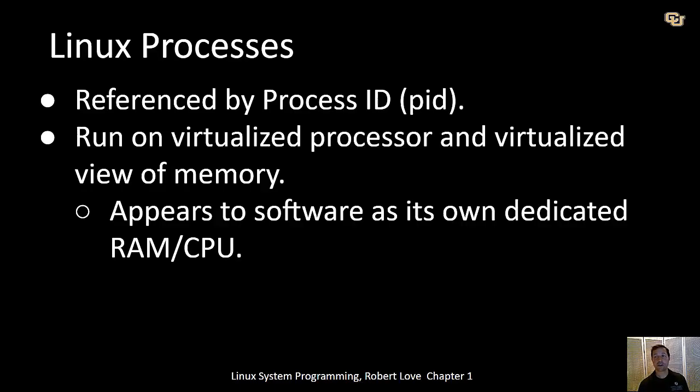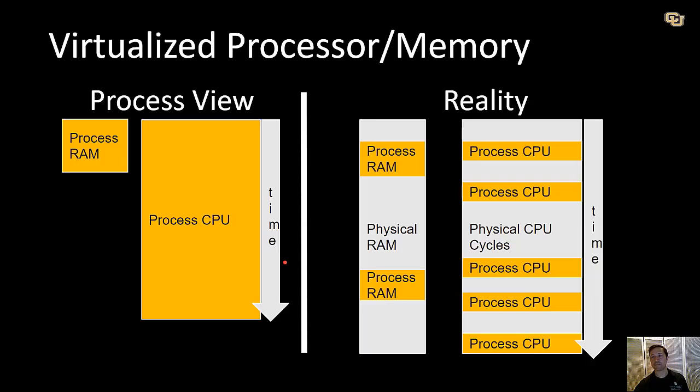And a process is going to run on what's referred to as a virtualized processor and a virtualized view of memory. So what does that mean? It means that from the process's perspective, it appears to have its own dedicated RAM and CPU. It doesn't know about any other processes that are running in the system, but in reality, it's being time shared by the kernel. So here's a visual depiction of what we mean by having a virtualized processor and memory.